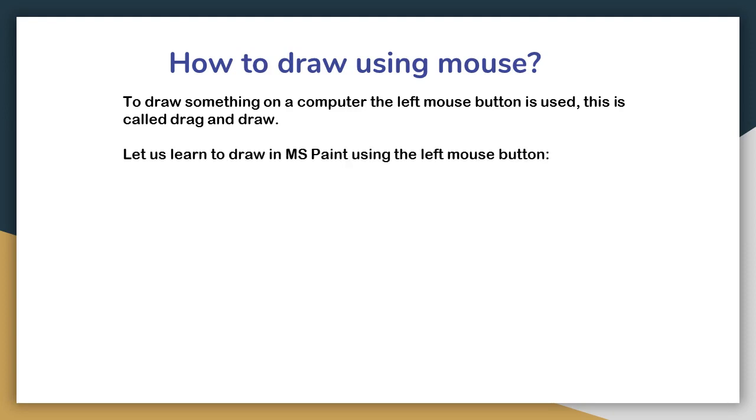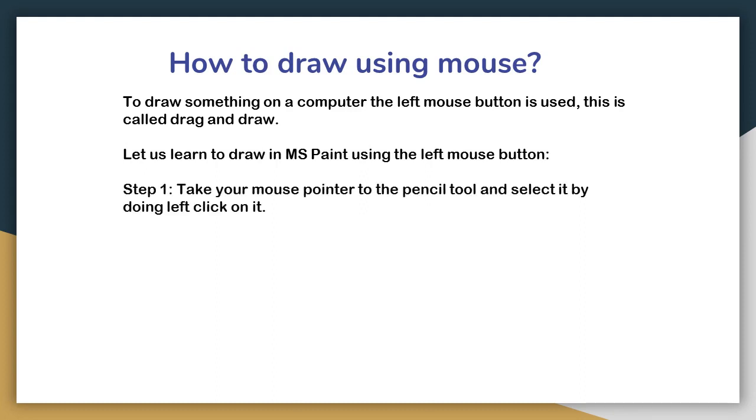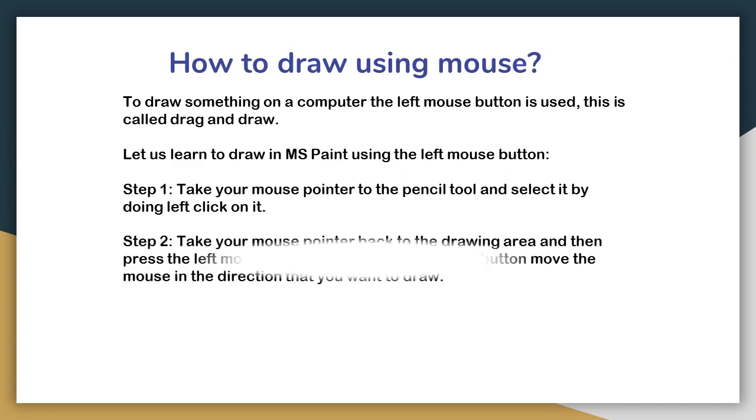Let us learn to draw in MS Paint using the left mouse button. Step 1. Take your mouse pointer to the pencil tool and select it by doing left click on it. Step 2. Take your mouse pointer back to the drawing area and then press the left mouse button. Without releasing the button, move the mouse in the direction that you want to draw.